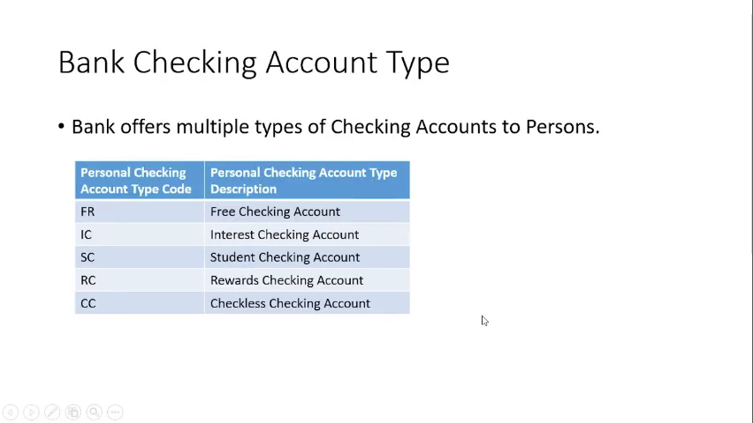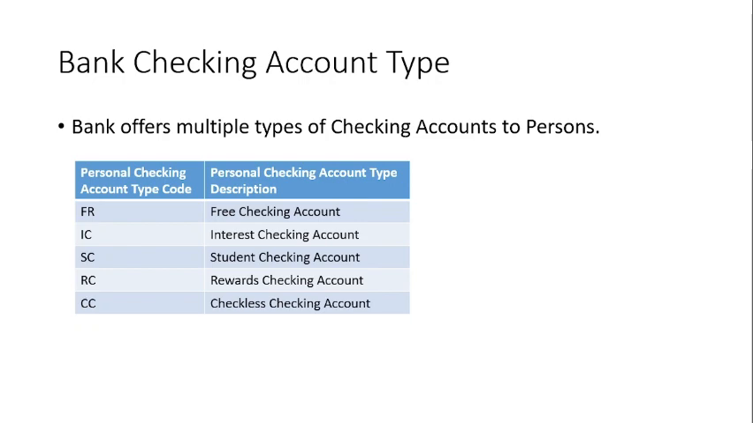Consider a bank that offers multiple types of checking accounts to persons. So there are two attributes here, account type code and account type description. So FR, which is free checking account, there is no minimum balance and there is no maintenance fees. IC for interest checking account, which earns interest based on the balance amount. SC for student checking account, which is offered only for the students. RC for rewards checking account, which earns rewards based on the customer purchases.